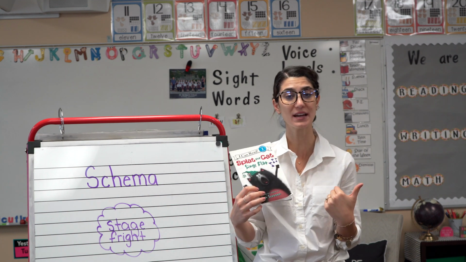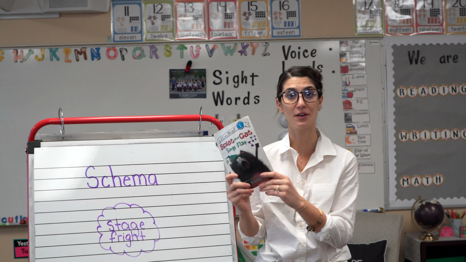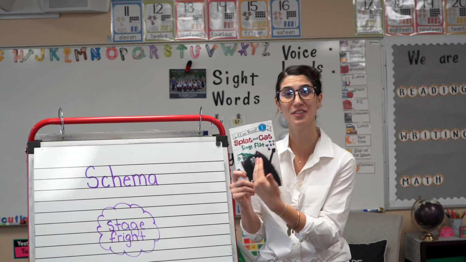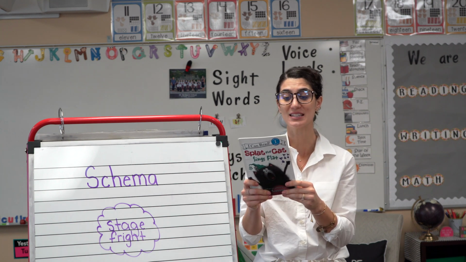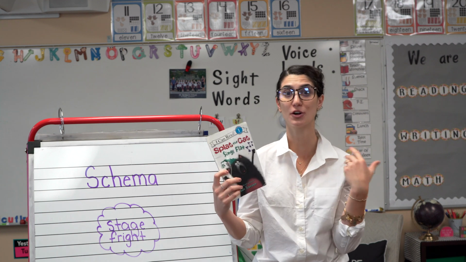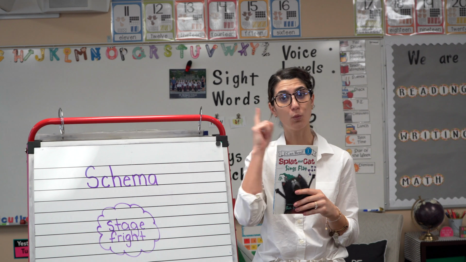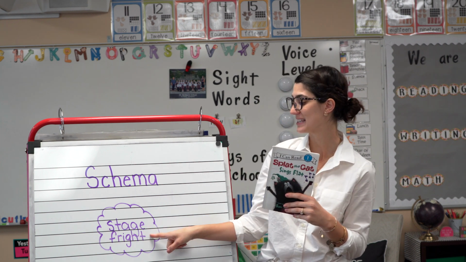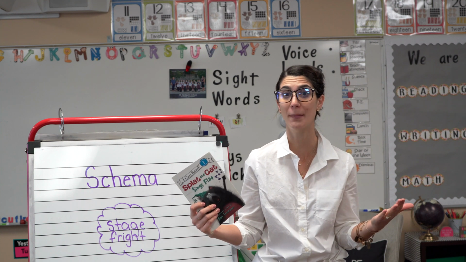Today we're going to read the book Splat the Cat Sings Flat, and we're going to talk about our own experiences and make predictions based on those experiences and what we think is going to happen in this book. So this book is about Splat having stage fright and whether or not he overcomes his fears. So the schema that we are going to be thinking about is any time that we've had stage fright or had to overcome a fear.